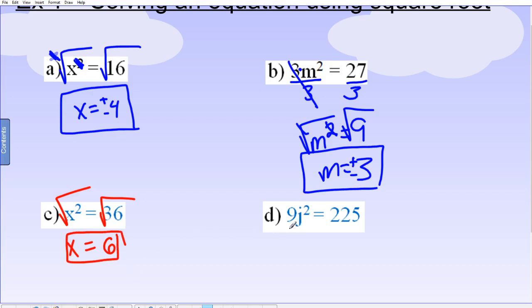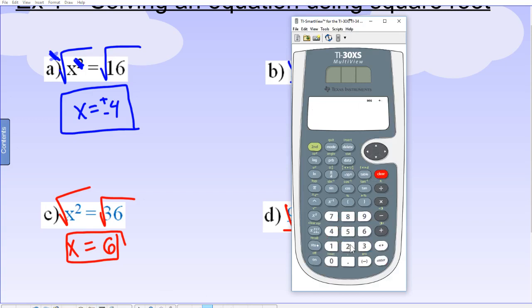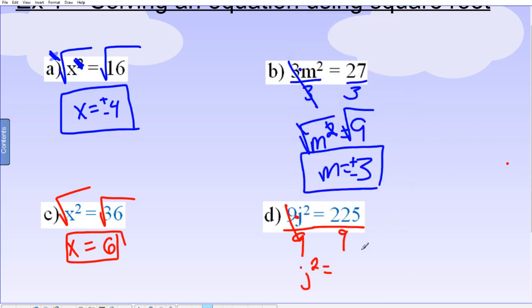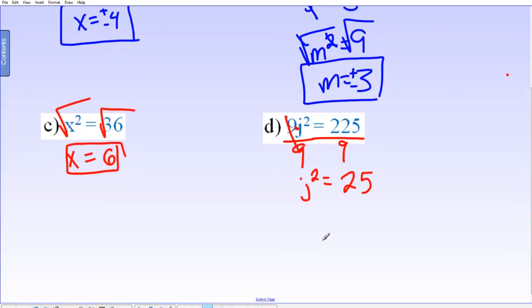Letter D. Before we can square root both sides, we have to get rid of the 9 out front. So the way we're going to get rid of that 9 out front is by dividing by 9. Because this 9 is multiply, the opposite of multiply is divide on both sides. So you get j squared equals whatever 225 divided by 9 is. I don't know. Okay, 225 divided by 9 is 25. So this side gives me 25 after my dividing by 9.